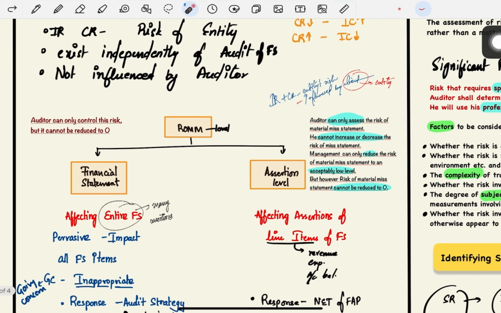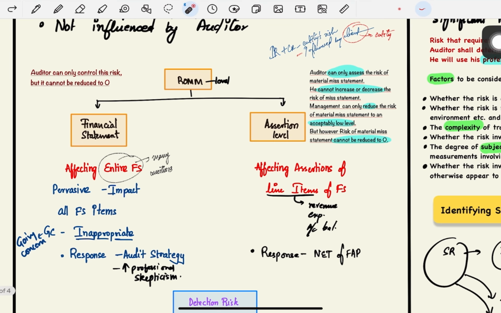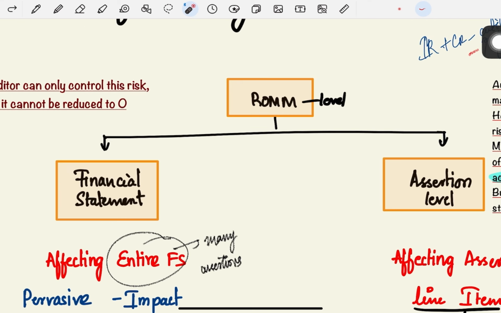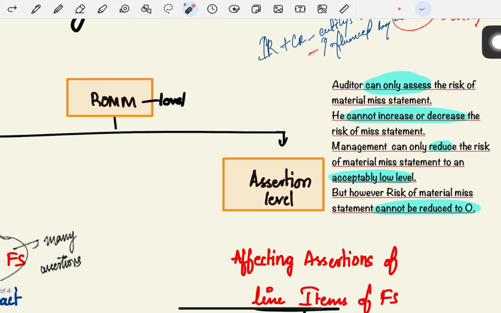Now, we have read in the first chapter, the basics chapter, that there are certain inherent limitations in audit, and that audit risk can never be zero. You can only control the audit risk, but the audit risk cannot be reduced to zero. So the auditor can only assess the risk of material misstatement. He can assess it, but he cannot increase or decrease it. He can only reduce the risk of material misstatement to an acceptably low level. However, the risk of material misstatement cannot be reduced to zero.